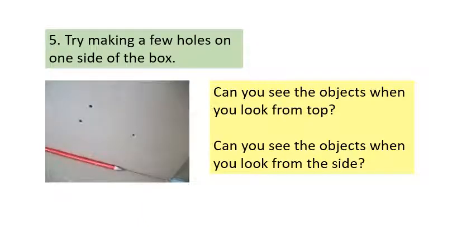Try making a few holes on one side of the box. Can you see the objects when you look in from the top? Can you see the objects when you look in from the side? Have a think about why that might be.